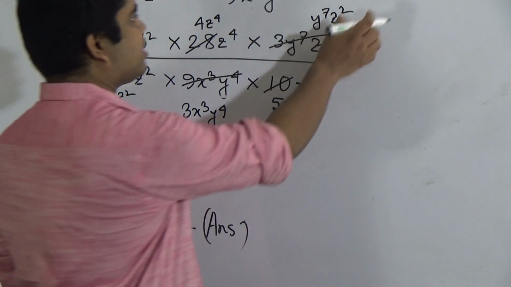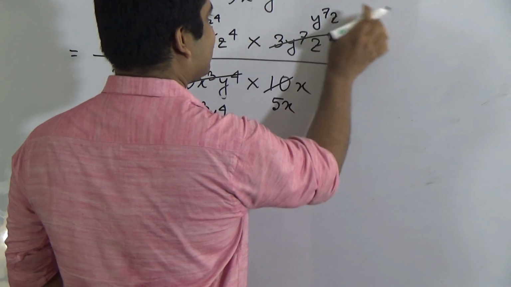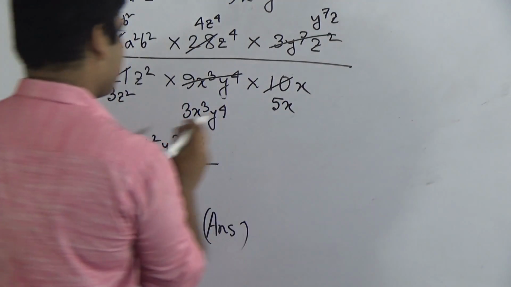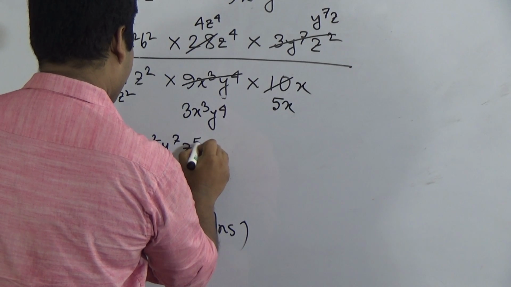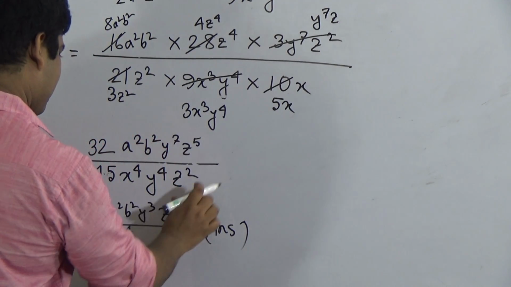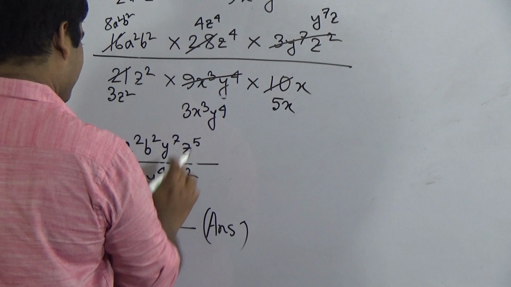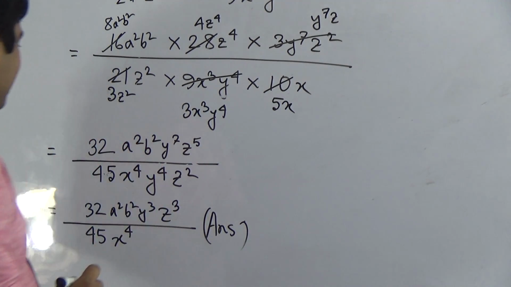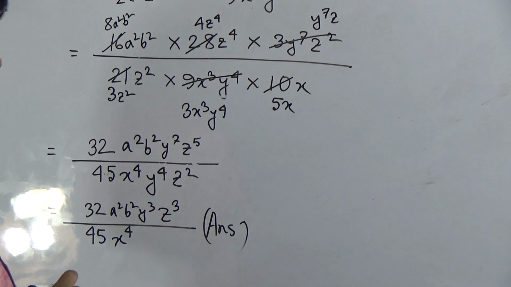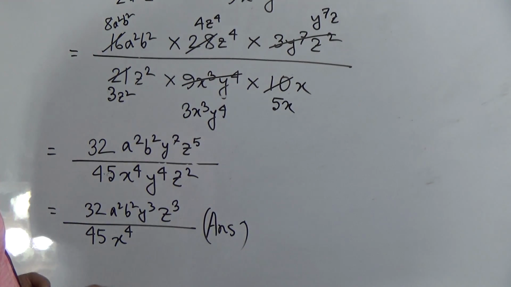My dear students, notice this is not z square, this is z. Okay, this is not z square, this is z. If z, then z to the power 5. That means if we cut z to the power 5 by z square, then we get z cube. That means 32 a square b square y cube z cube divided by 45 x to the power 4. I hope you have understood this question.